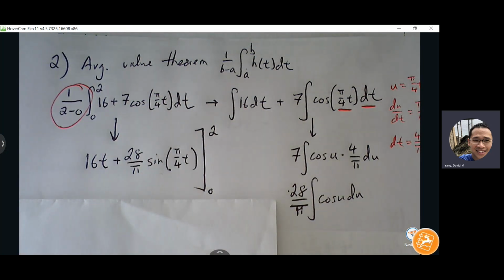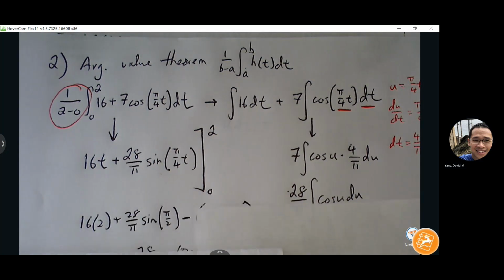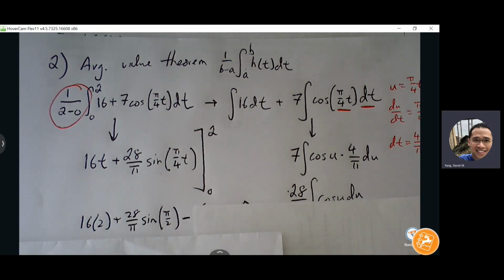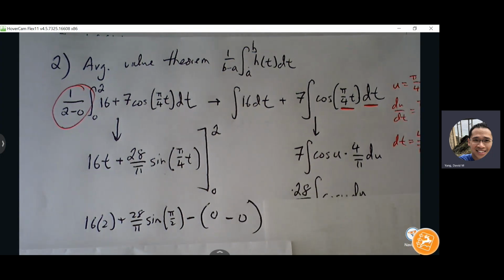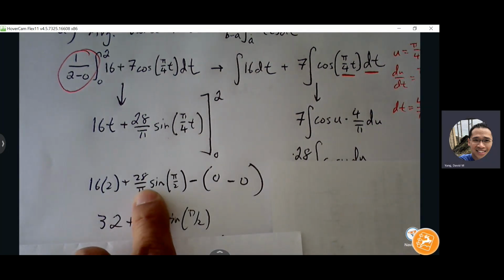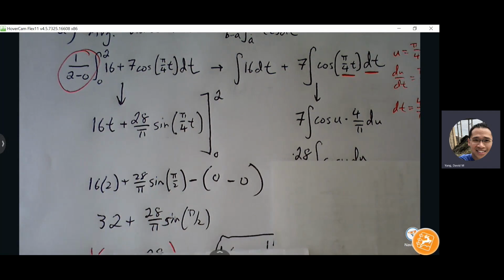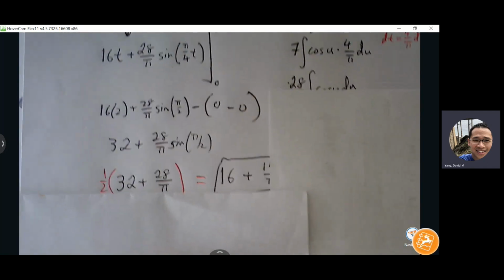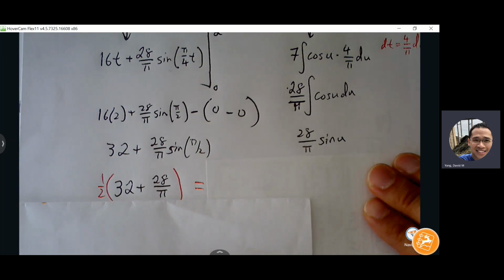Okay, so upper bound first, 2 in for t, followed by 0. So 2 in for t, 16 times 2 is 32. 2 in for t, pi over 4 times 2 is pi over 2, sine of pi over 2 is 1. The nice thing is the lower bound will wipe the rest of the terms out, so we don't have to worry about that lower bound too much. And then we just do some cleanup. Sine of pi over 2 is 1, 1 times 28 over pi is just 28 over pi.